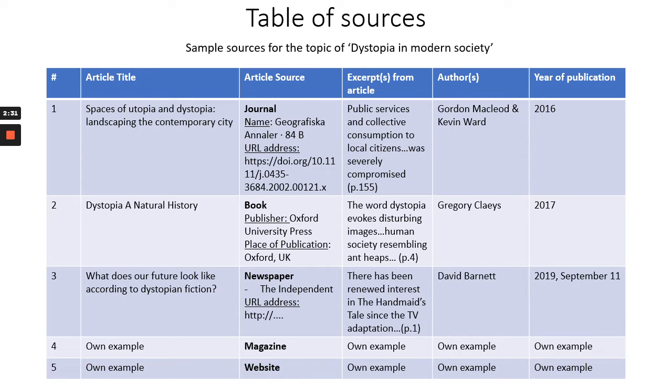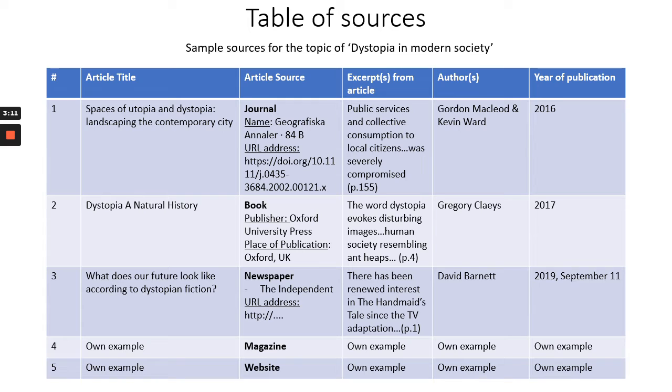So for the first example, let's say you found something interesting in the article titled Spaces of Utopia and Dystopia: Landscaping the Contemporary Society. So you note down the journal name, the address, and then the excerpt, the sentences and phrases that you found interesting in the article. For example, public services and collective consumption to local citizens was severely compromised. That was found on page 155. The authors of the article, Gordon McLeod and Kevin Ward, and year of publication 2016.